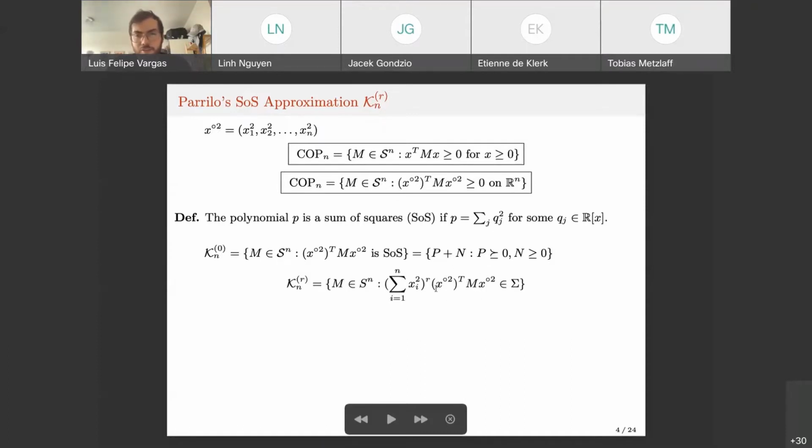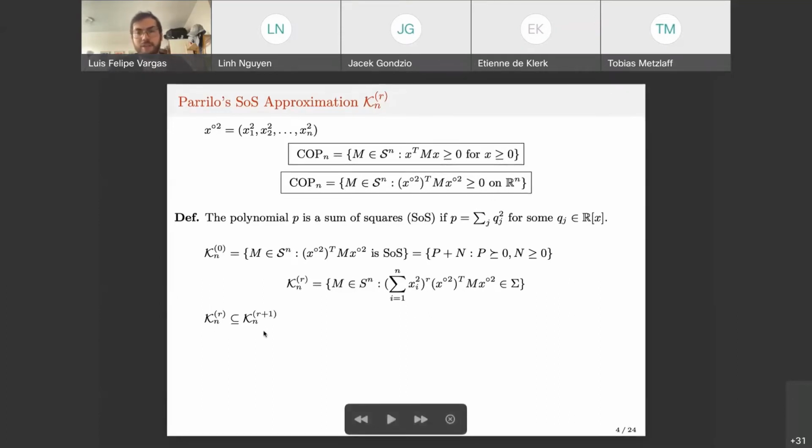Okay, perfect. So this is the associated polynomial multiplied by a factor, the sum of the squares of the variables to the power r. Of course, the cones K_n^r are contained in the copositive cone, because if a matrix is in K_n^r, then this polynomial is a sum of squares, which implies that it's non-negative. And since the first factor is non-negative, the second factor is also non-negative, which is the definition, so it implies that it's copositive. And it's a hierarchy of approximations. So it's a cone that satisfies this property.